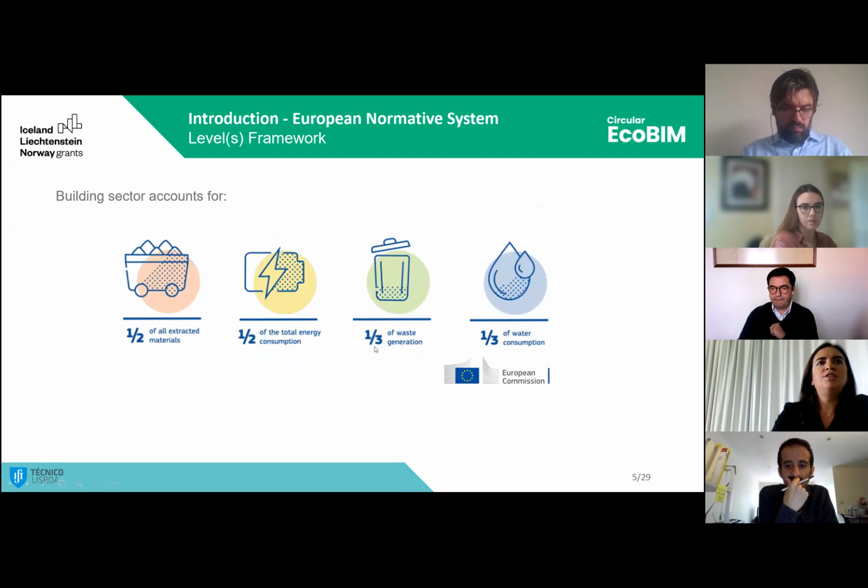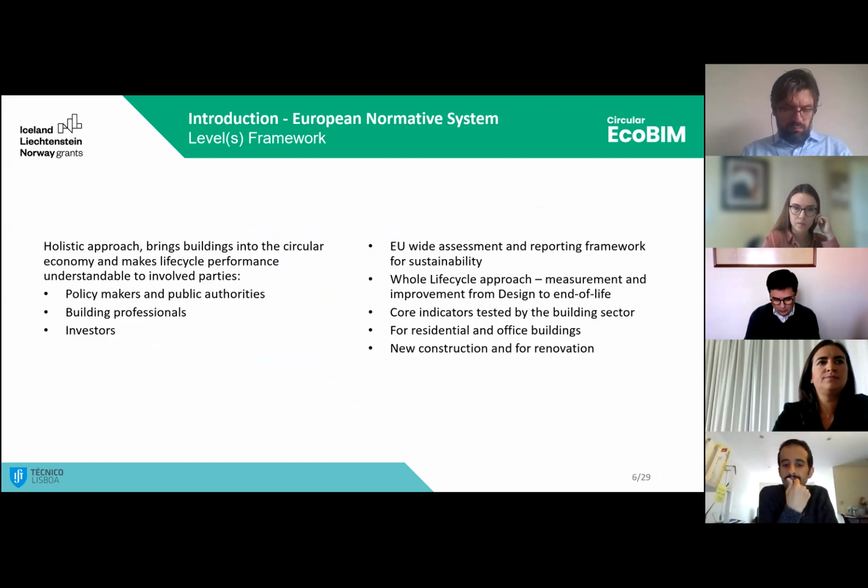Levels framework is a European normative system for the building sector. At the moment, the construction industry is responsible for half of the extracted materials, half of the total energy consumption, 1/3 of the waste generation, and 1/3 of the water consumption. This is based on European Commission data.